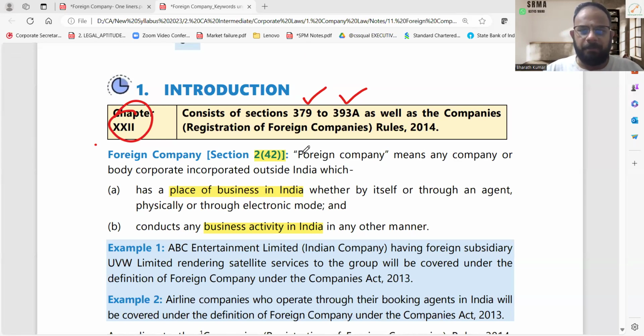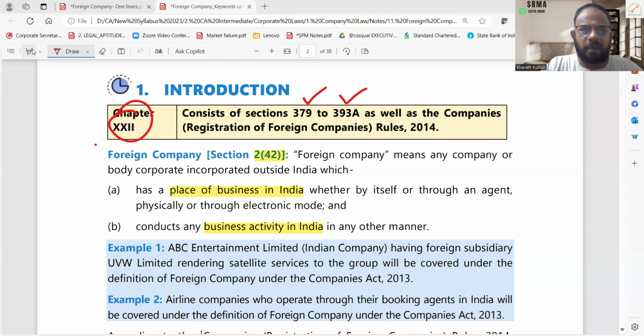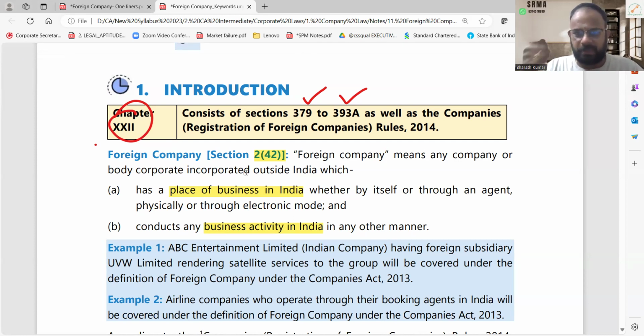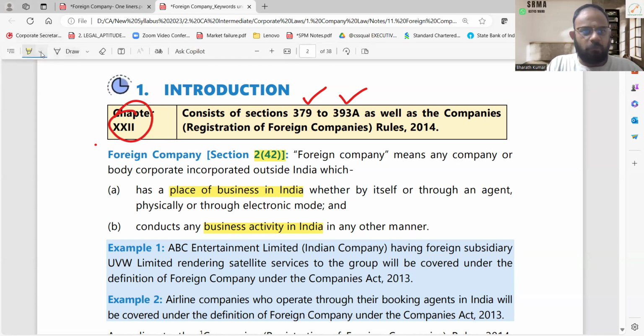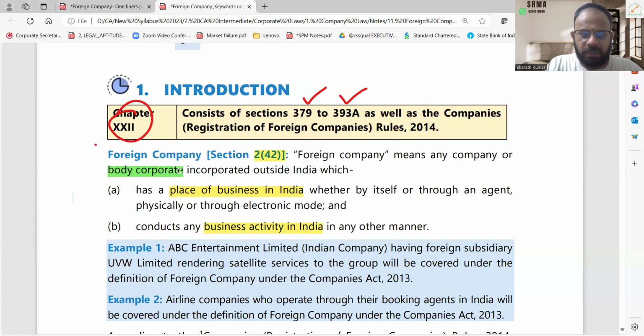Yes, now foreign company, section 2, subsection 42. We'll color the keywords and we'll make it very strong. Foreign company means what? Foreign company means a company which is incorporated. Any company or body corporate. Body corporate means it includes foreign company. You would have studied this in chapter number 1. Go and study what is body corporate. We would have told it includes foreign company as well, but not the cooperative society.